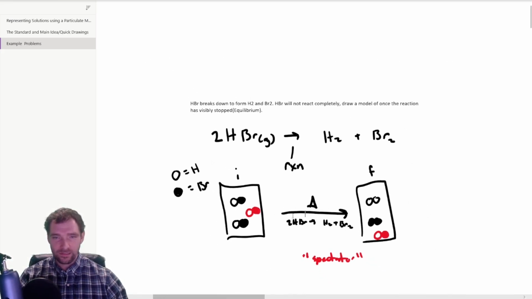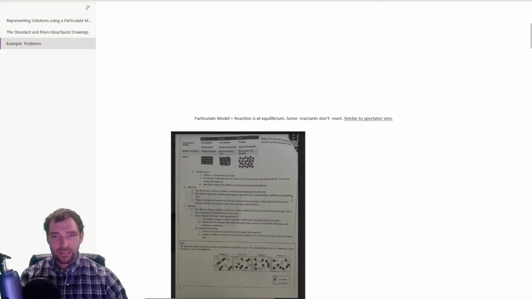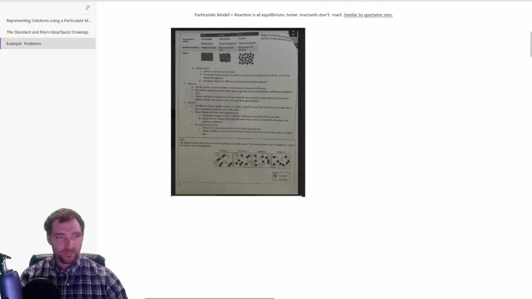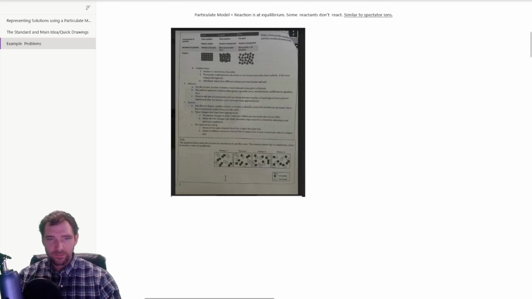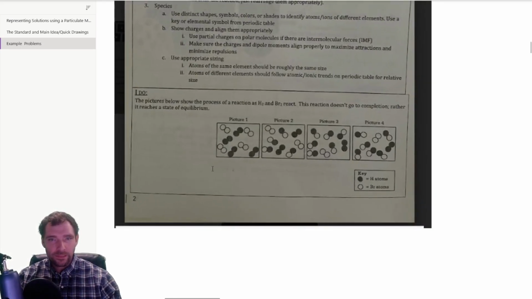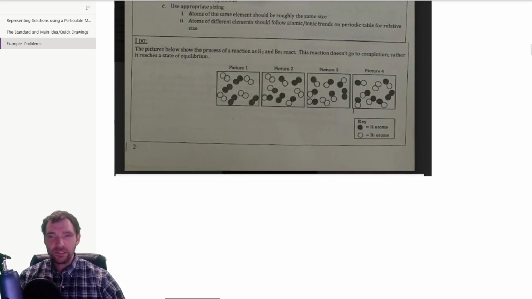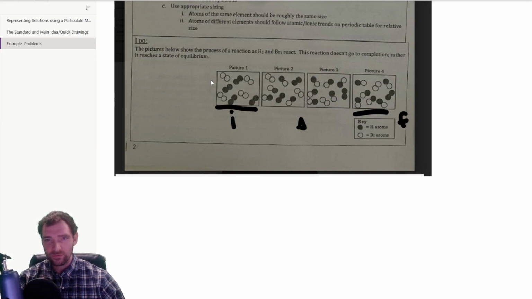Not too bad. I don't think that that's too bad. And then if we look at this next one, it is very, very similar. So like we saw in that last problem, we have a problem here where we've got the H2 and Br2 being represented and reacting. And you can kind of see right here that this is our initial and that this is our final right here. So we've got our initial and final, and then there's some sort of change that's moving things over time.